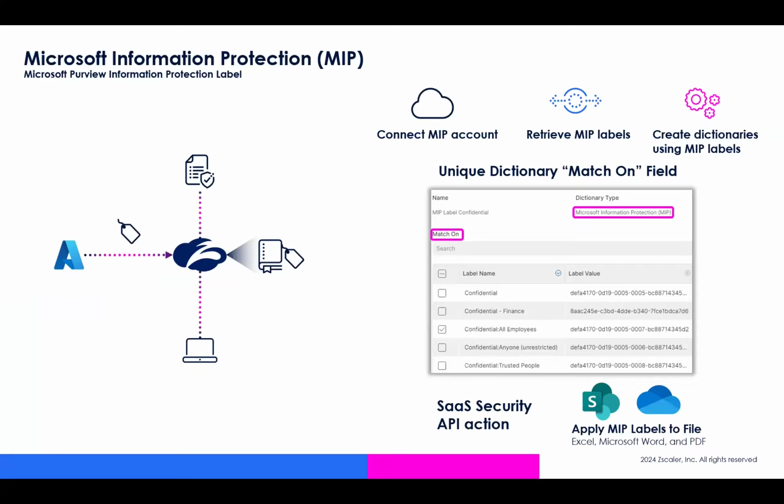A quick note to add that if you have Microsoft Purview Information Protection labels, or MIP labels, configured inside your O365 tenant, it's possible to connect your Microsoft admin account with the ZIA data protection engine in order to import these MIP labels and then create a dictionary that matches on MIP labels. This means if you've already done the work of classifying your data inside your M365 tenant, you don't need to do this work again inside Zscaler to benefit from these protections.